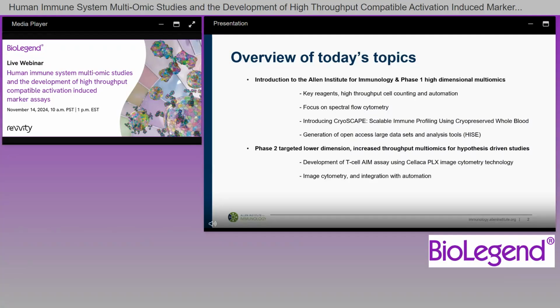We'll then transition into phase 2, where my colleague Blessing is going to talk about the development of an activation-induced marker assay using image cytometry and some of the ways we've integrated automation into that process that we hope will be useful in qualifying patient samples for hypothesis-driven studies.